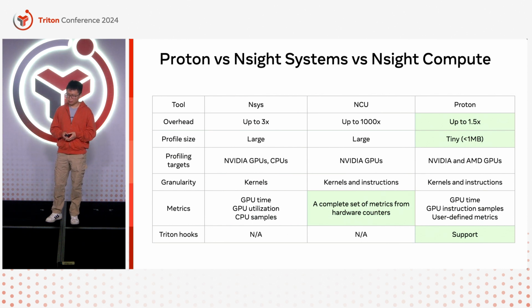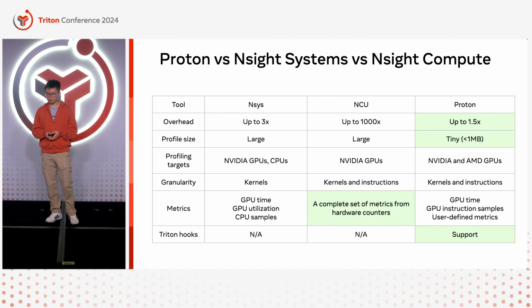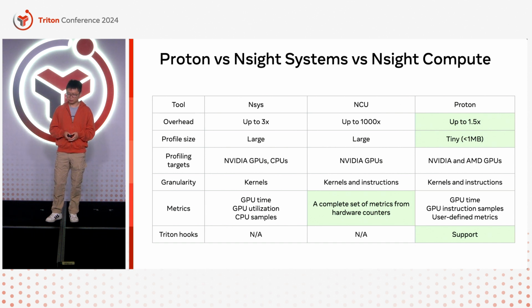I have tested on some scripts with millions of very small kernels launched in just a few seconds, and it still triggers only less than 1.5x overhead. The profile size, which is another unique feature of Proton, is going to be very tiny because it streamlines metrics collection at runtime. It's not going to dump a very large database that consists of traces of every event. Even if your workload executes for tens of minutes, it's still going to be just a few megabytes.